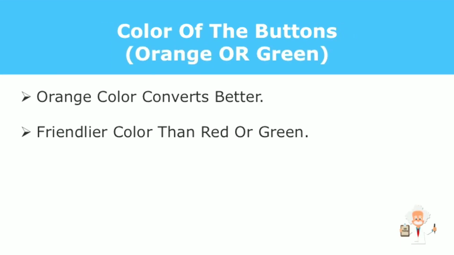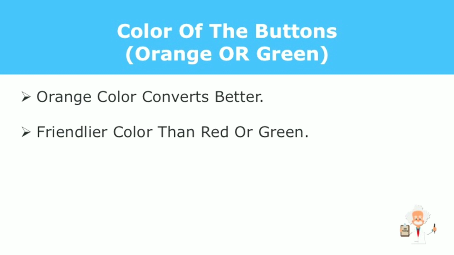Now we move on to the buttons themselves. More specifically, the color of the button. Which color converts best? Orange or green? Test results have established that orange converts best. This agrees with color psychology, which suggests orange appears to capture attention better than other colors. Further, orange is a friendlier and warmer color, especially on Facebook, which is blue.